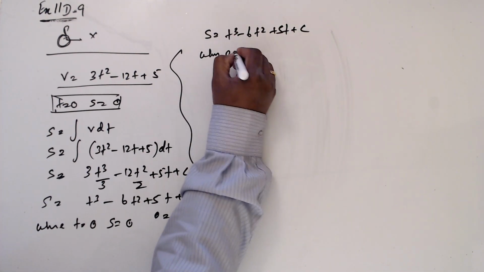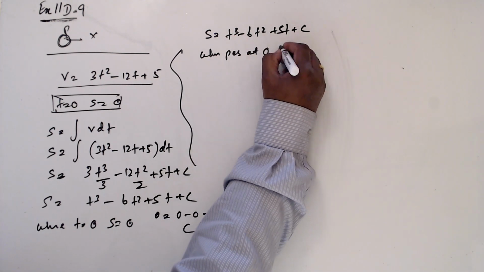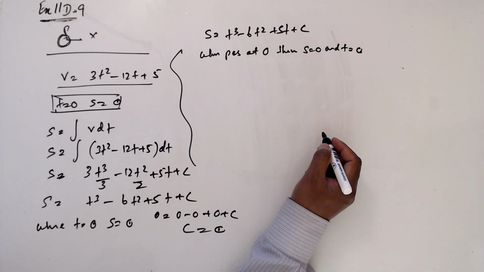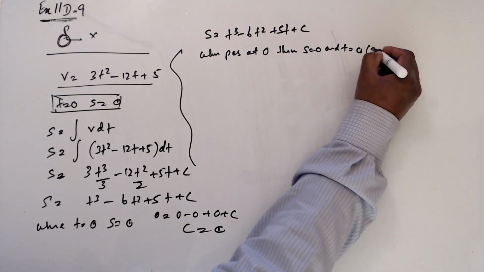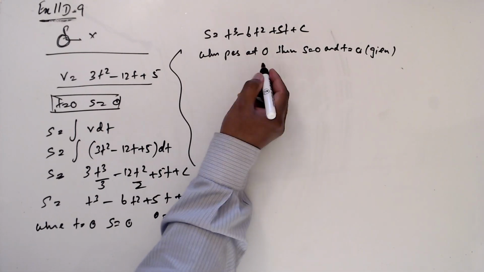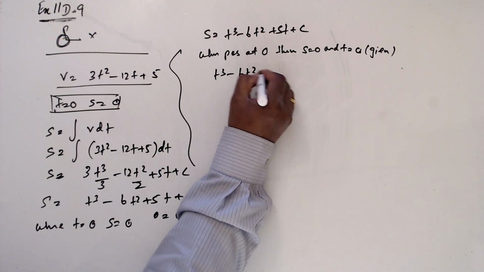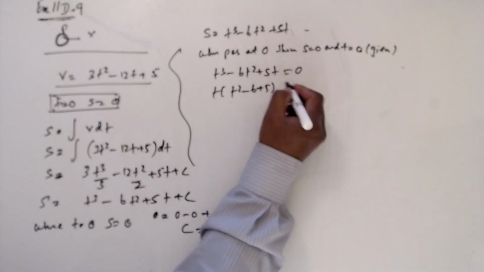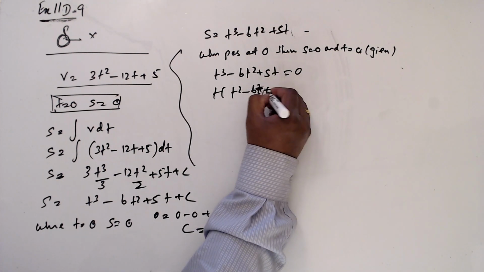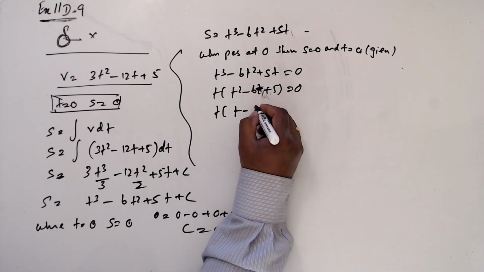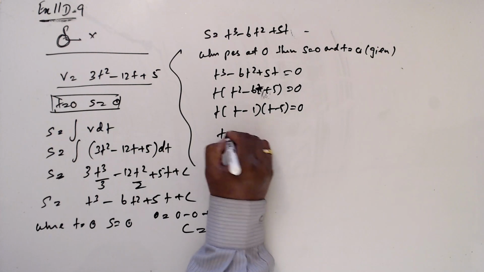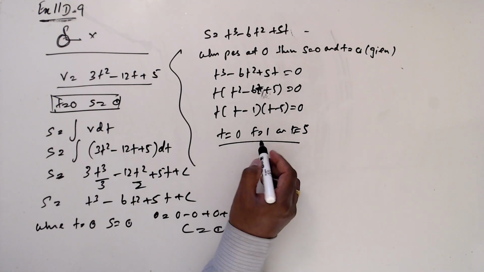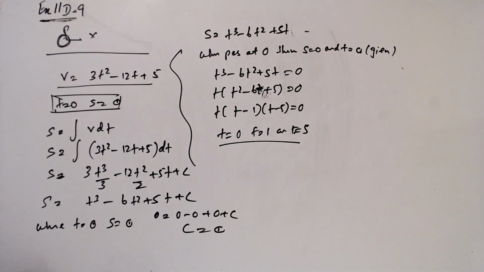Now when P is at O, then s equals 0, as the data is given. So we'll make it equal to 0: t cubed minus 6t squared plus 5t, so c is 0 now, equals 0. t times t squared minus 6t plus 5 equals 0, t times t minus 1 times t minus 5 equals 0, t equals 0, t equals 1, or t equals 5. So those are the times that s is 0, the particle is at the origin.